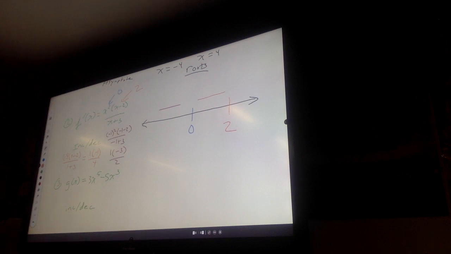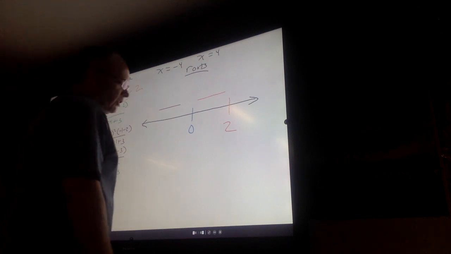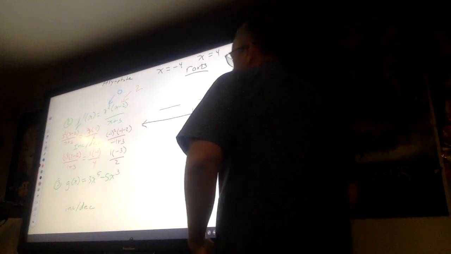What is a number to the right of 2? Yeah, so 3. So let's plug 3 in. 3 squared, 3 minus 2, 3 plus 3. It's going to give me 9 times 1 over 6. Is that positive or negative? Would this give me a positive number or a negative number? Positive. So basically our graph is doing something like this.